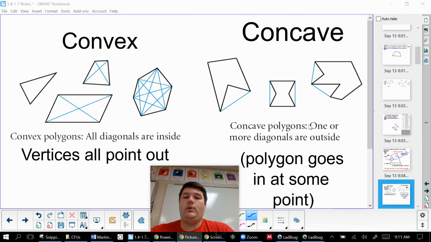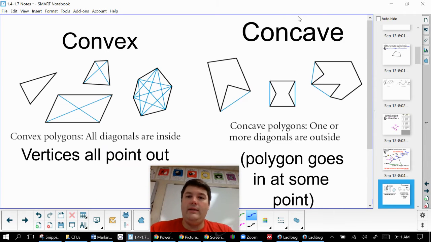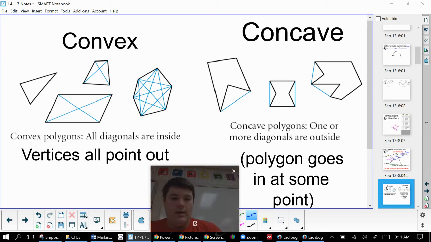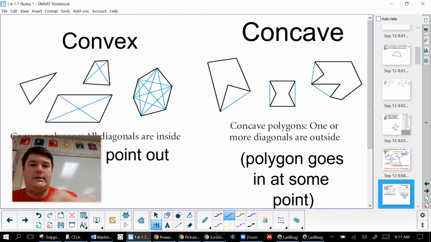Concave polygons is where one or more diagonals are going to be on the outside of the polygon. So mine here that I drew was concave because one of the diagonals is outside. Now, when I learned this in school, I actually first heard this in science class when we were talking about concave lenses, I think.